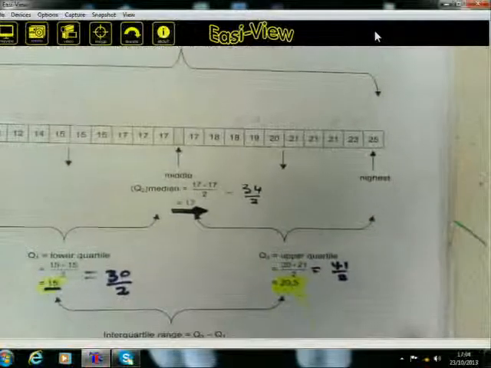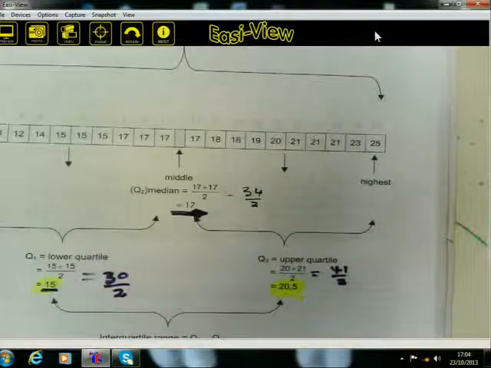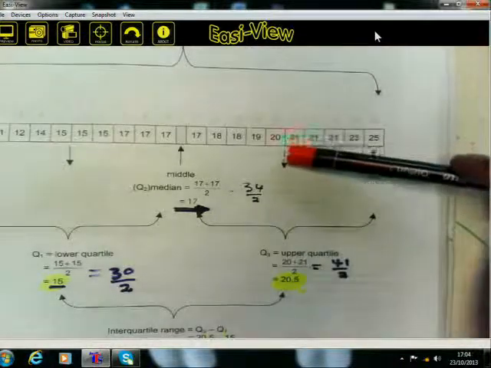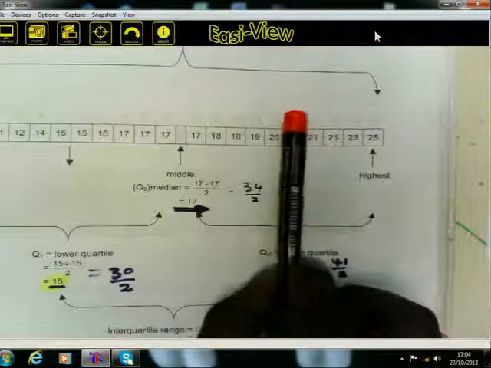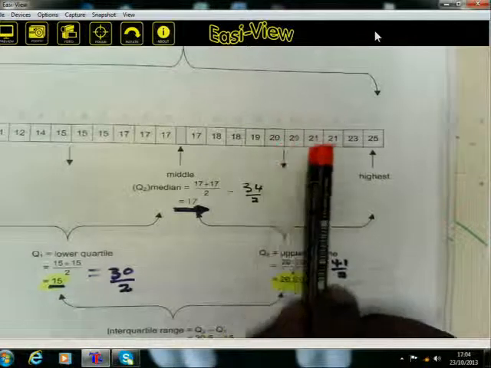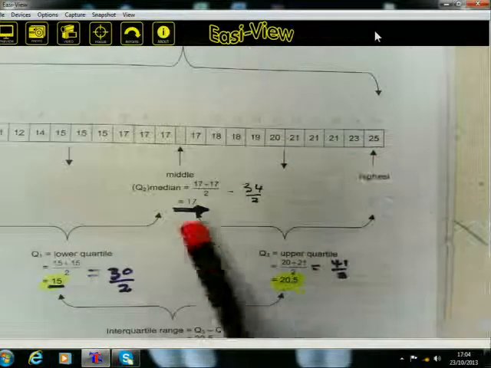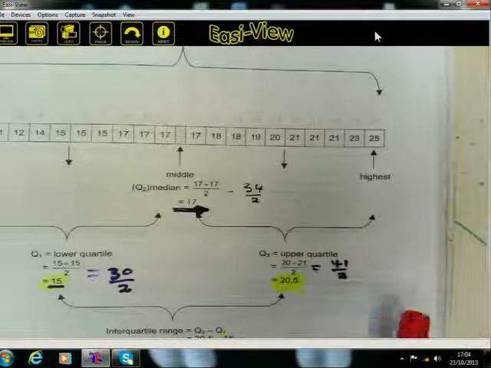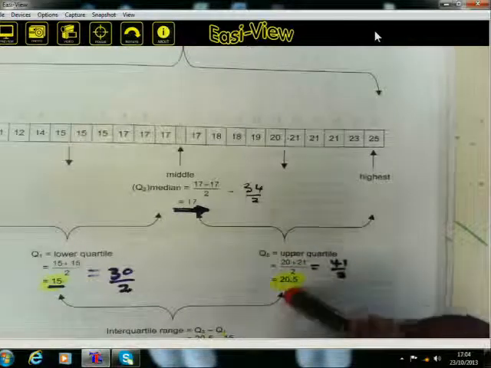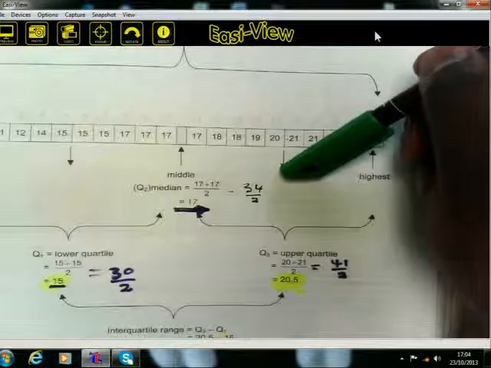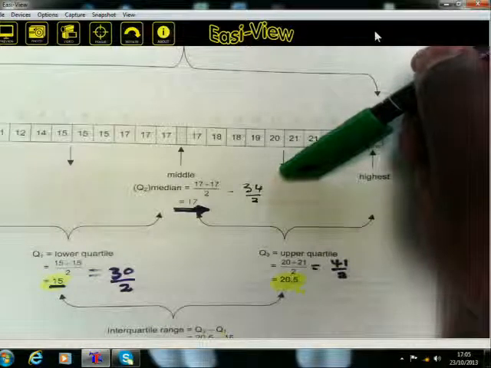Let's check it here. Remember, we said our third quartile is the middle one. That means 75% got less and 25% get above that 20.5. Do you see that? We said our third quartile is 20.5. That means 75% got less than 20.5.